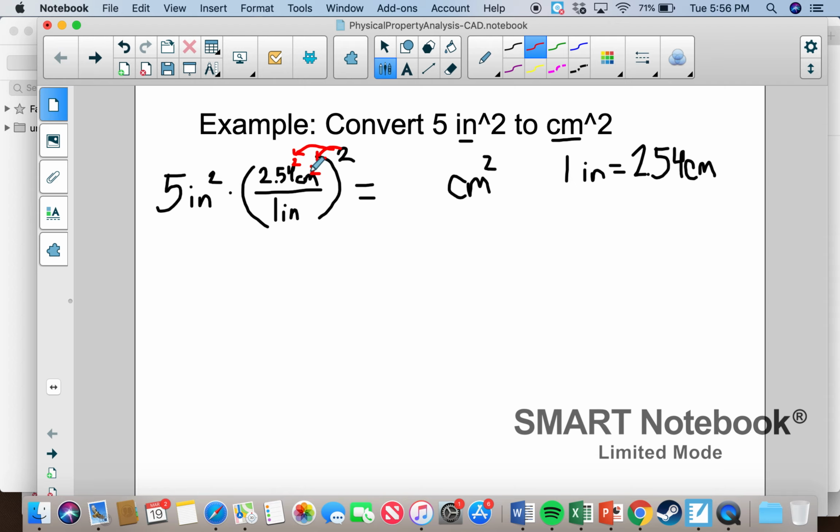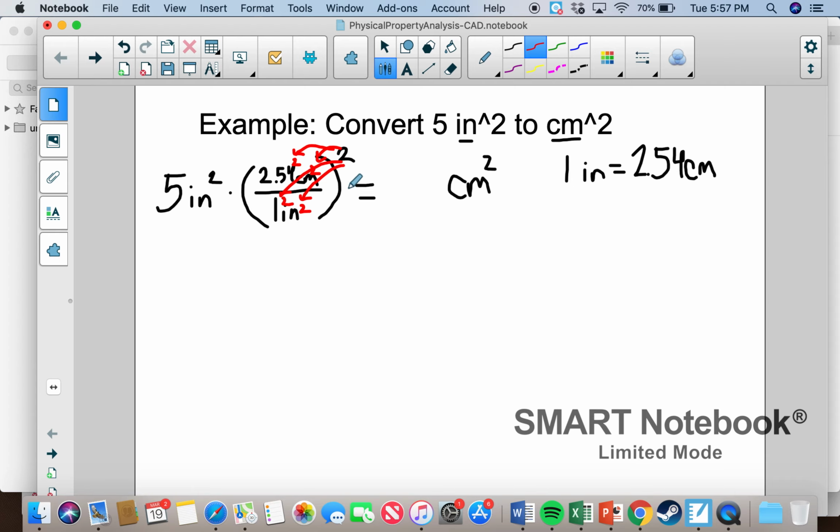I distributed it to the centimeters to make that centimeters squared. I distributed it to the 2.54 to make that 2.54 squared. I'm going to distribute it to the inches here to make that inches squared, and I'm going to distribute it to the 1 here to make that 1 squared. So now I have inches squared, which can cancel out with my inches squared. But the important thing here is now I'm no longer multiplying by 2.54. I'm now multiplying by 2.54 squared.